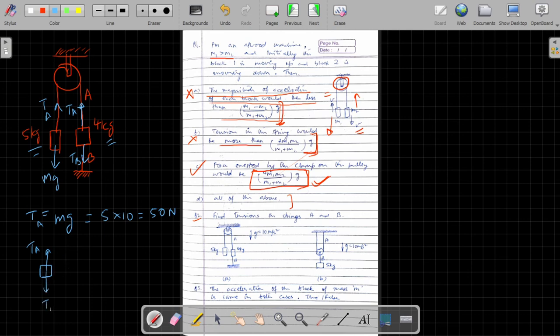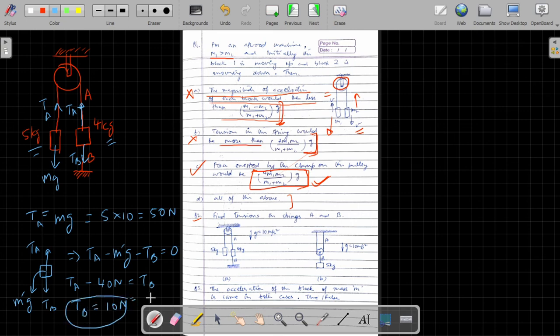And one more force, the weight of the block, would also act in the vertical downward direction. That would be, let's say, m dash g. So if we were to balance these forces, Ta is upwards, minus m dash g downwards, Tb is downwards, is equal to 0. And this is one way of balancing the equations. So Ta we know, minus m dash g, which is 40 newtons, m dash is 4, is equal to Tb, which gives us the value of Tb equal to 10 newtons. So the tension in string B is 10 newtons and the tension in string A is 50 newtons.